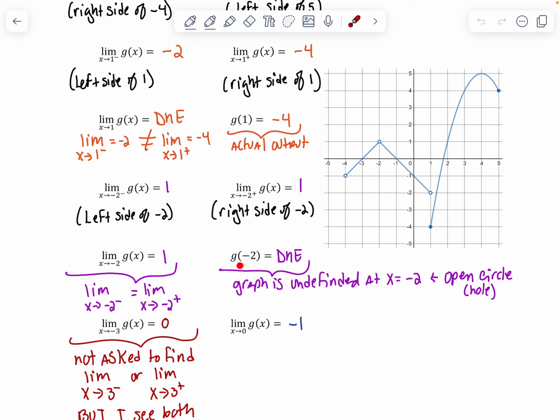But does the function exist at -2? Because we only have a circle and there's nothing else that we can see happening at the line x equals -2, the function does not exist.